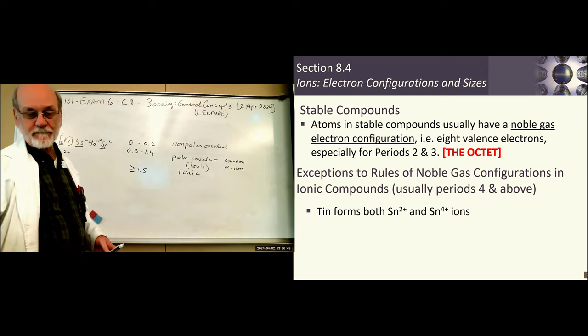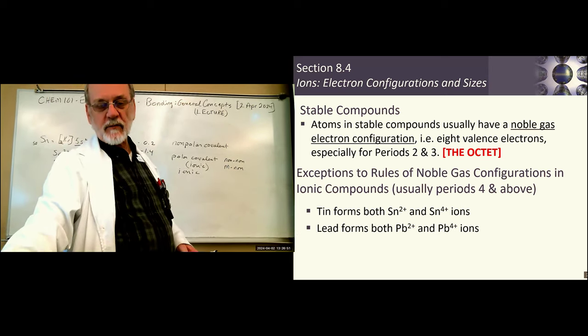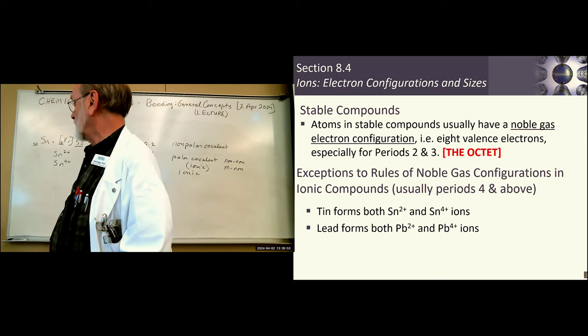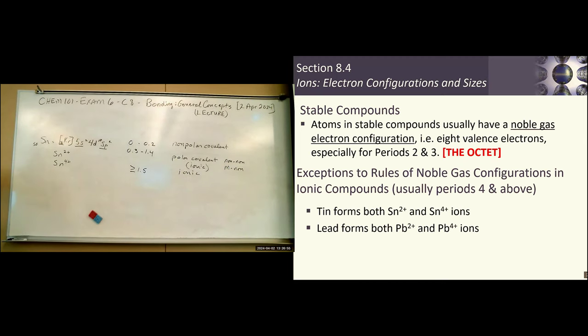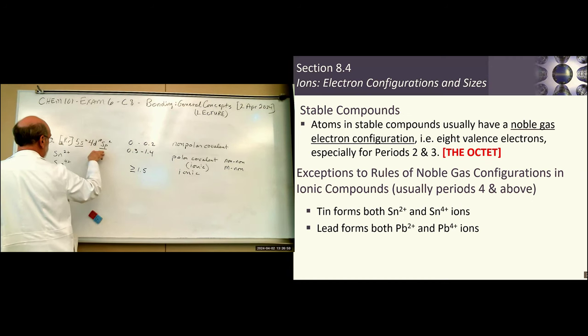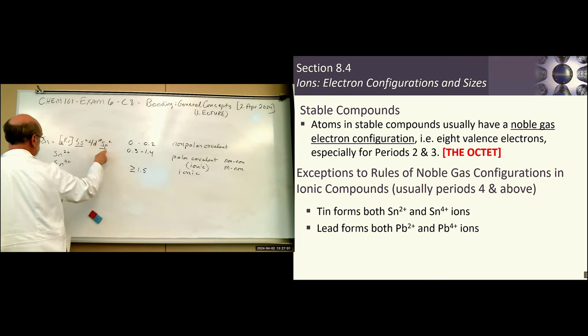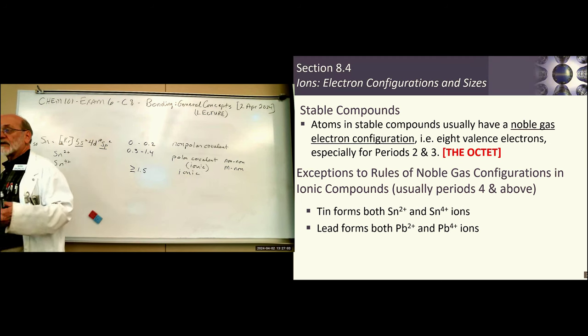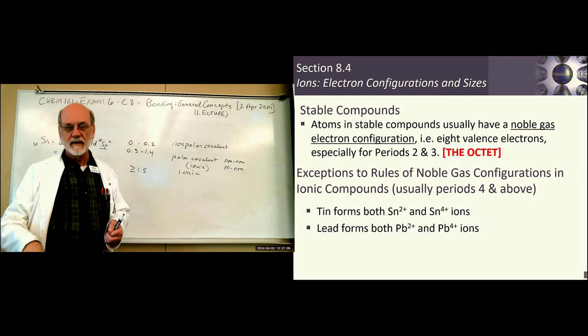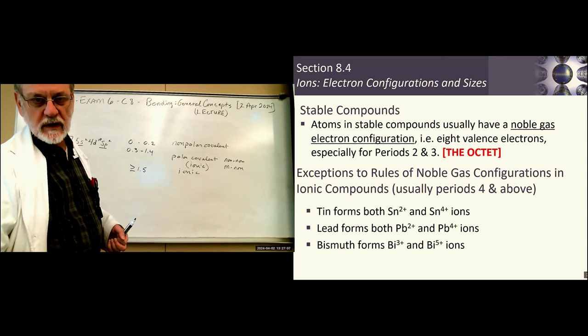Okay. And we can follow that reasoning for lead also, right? Lead is in the same family. So instead of 5s2 and 5p2, it has 6s2 and 6p2. And it can form a 2+ or a 4+ ion. And then you can go to bismuth.